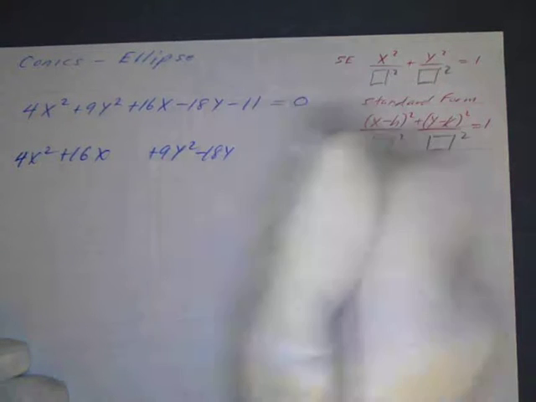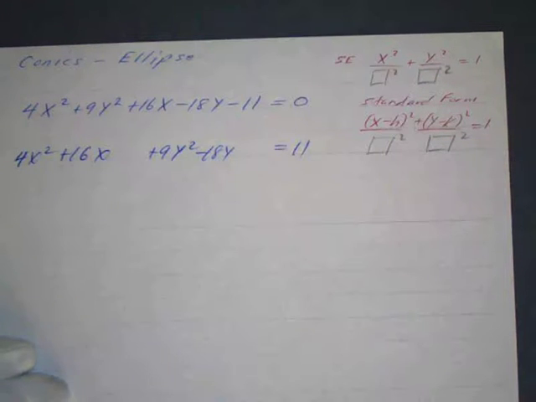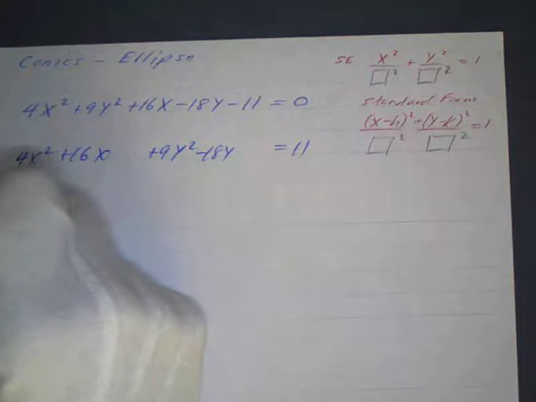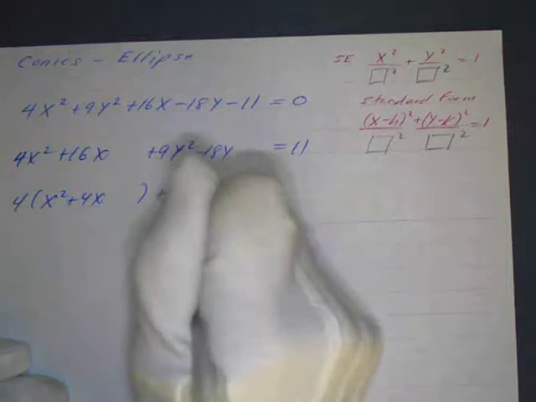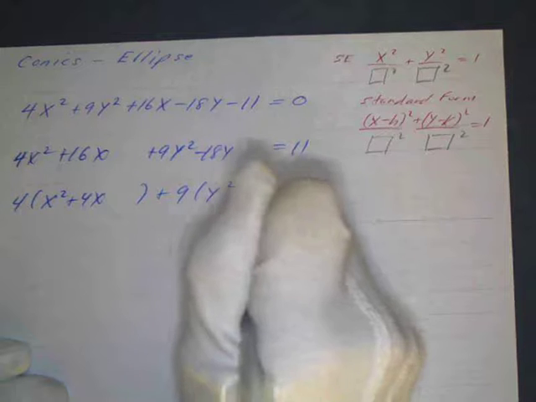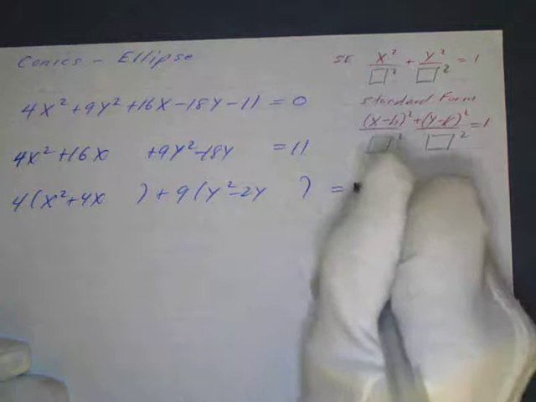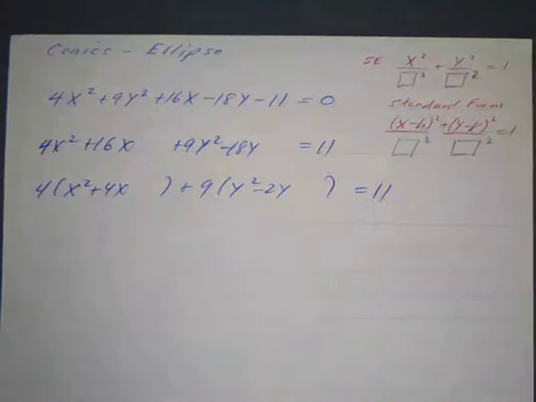So first of all, I'll put my x's together. So I've got 4x squared plus 16x, and then plus 9y squared minus 18y, and that equals 11. I put the 11 on the other side, then I'll factor the 4 out: x squared plus 4x. Factor the 9 out: y squared minus 2y. Leave myself some room. That equals 11. So there you go, we're all set for this.